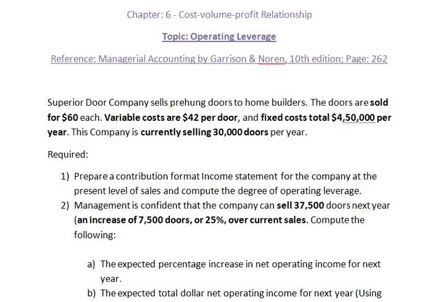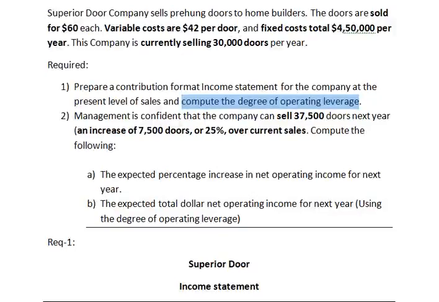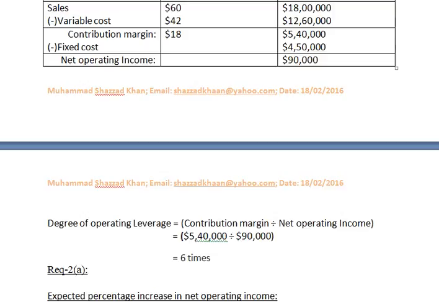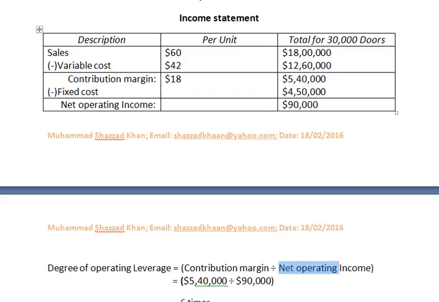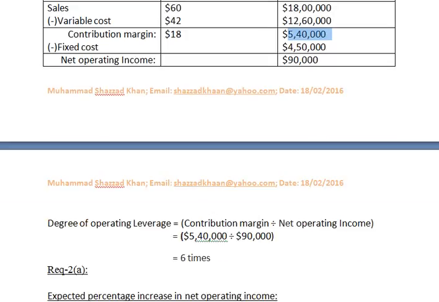Also here it told us to compute the degree of operating leverage. Let's solve this problem. For calculating the degree of operating leverage, we need contribution margin and net operating income. So here the contribution margin is 5,40,000 divided by 90,000. Then we will get the degree of operating leverage.